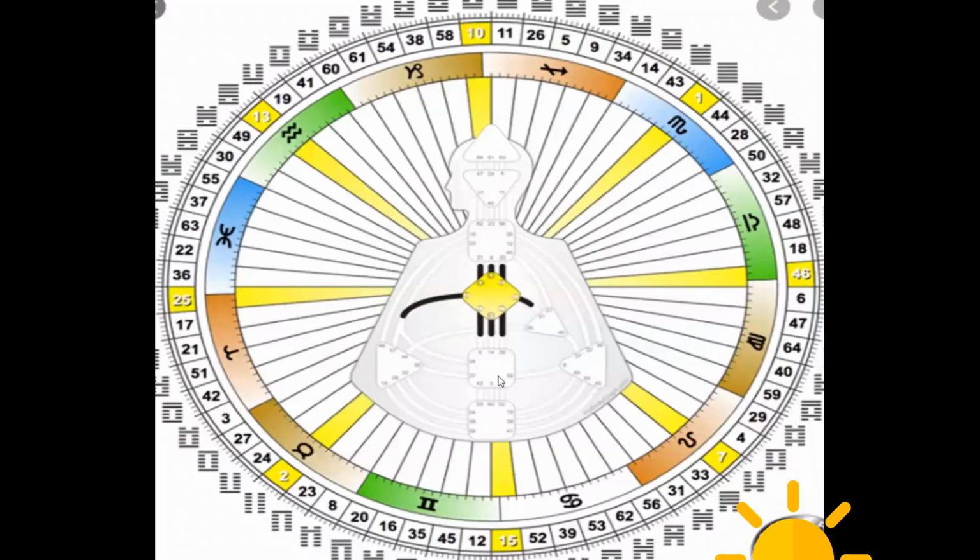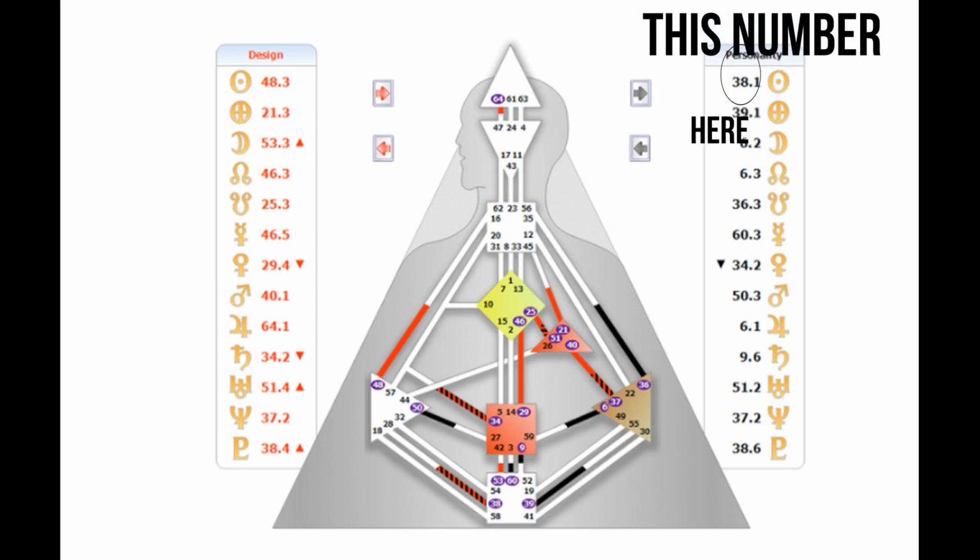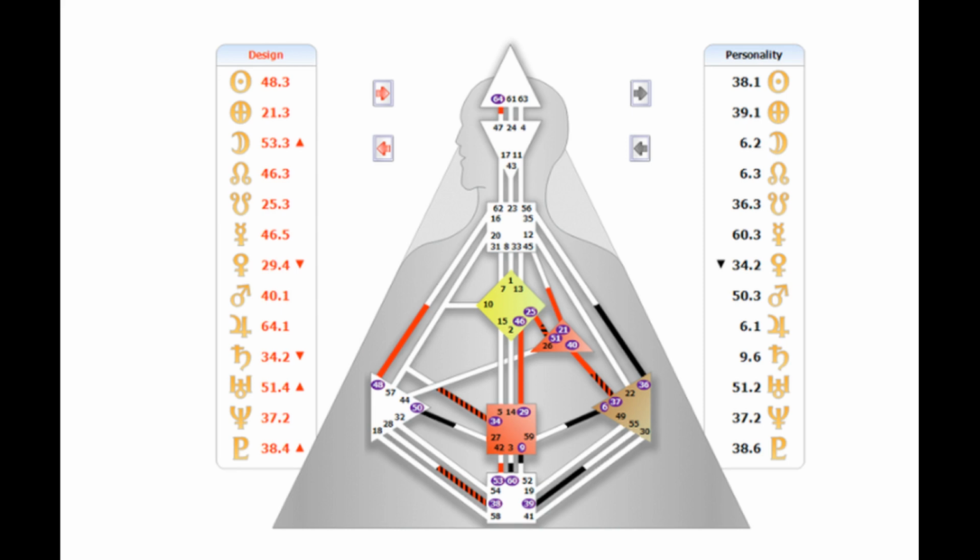And I blew it up here. This is from my bodygraph.com, but if you could go ahead and type in your personality sun, so that's going to be on the black side, your sun, so on the right hand side of your chart, the sun, what number is yours? So go ahead and type it in the chat.